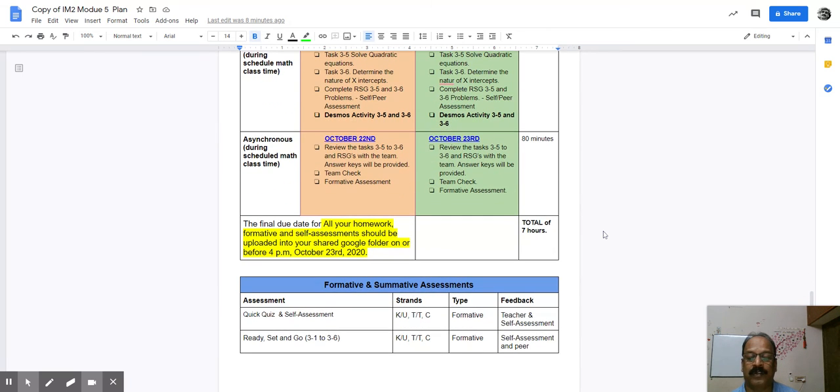Don't forget, by October 23rd, 4 p.m., you need to submit all your work of that module in order to be marked absent, on track, or fully engaged. The kinds of formative and summative assessments are mentioned here. You won't have a summative assessment, but you do have some formative assessment.